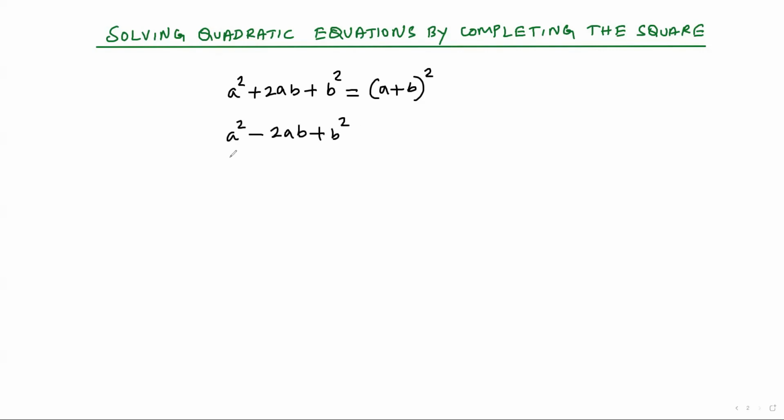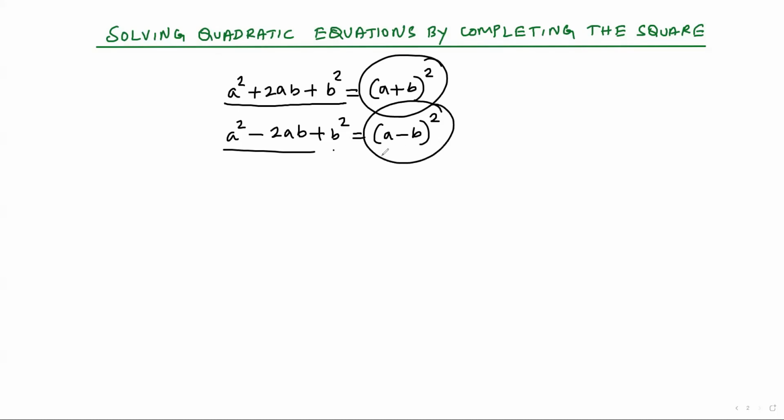So if you have a trinomial in this form, a square negative 2ab positive b square, it can be written as the square of a binomial, that is (a negative b) the whole square. When we solve a quadratic equation by completing the square, we should try to get the expression in the quadratic equation in either the first form or the second form, so that we can write the expression as the square of a binomial, (a positive b) the whole square or (a negative b) the whole square.